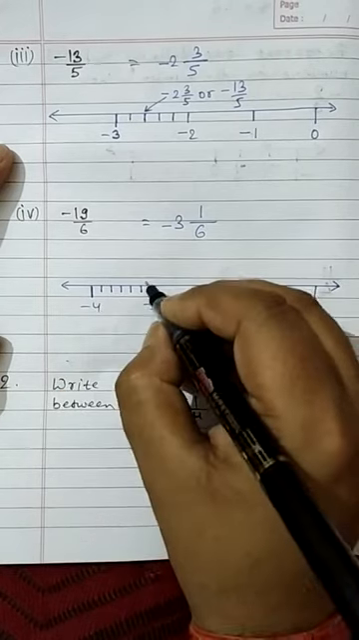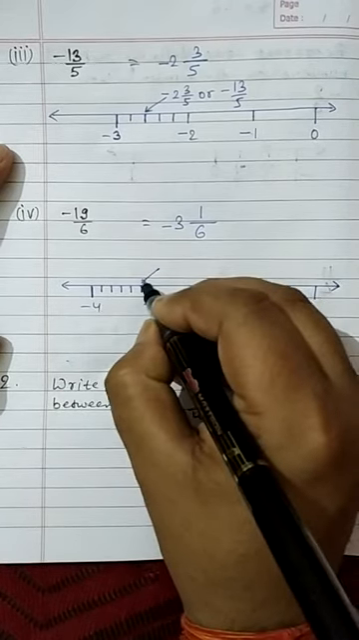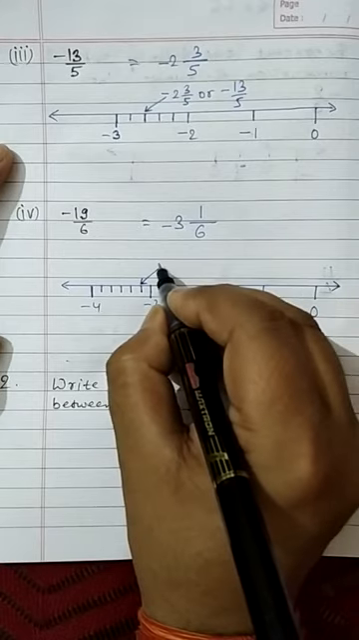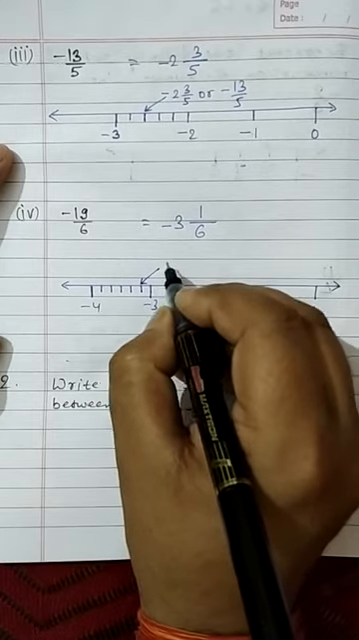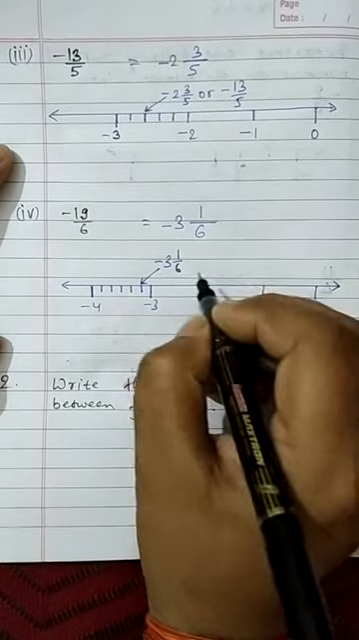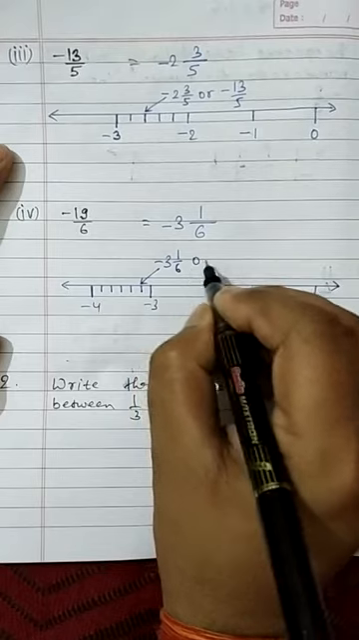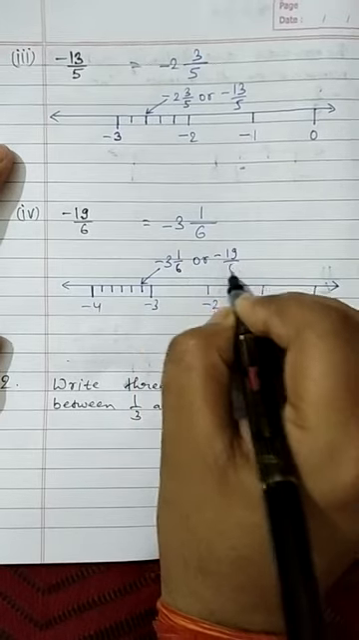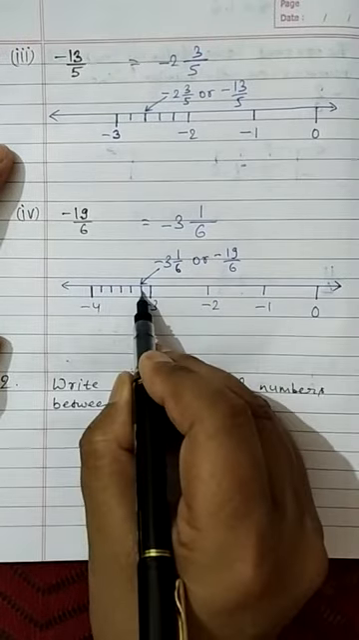Okay. This is now 1 upon 6. So after minus 3, 1 upon 6. So minus 3, 1 upon 6 or minus 19 upon 6. This is the required point.